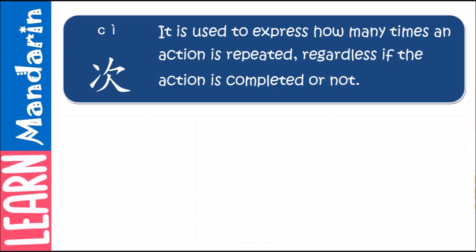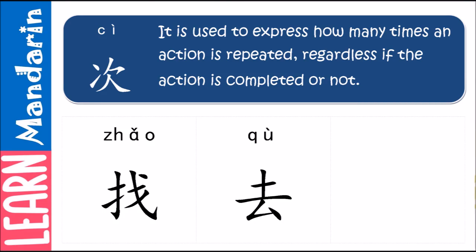The measure word 次 is used to express how many times an action is repeated, regardless if the action is completed or not. Examples will be 早一次, 去一次, and 来一次.